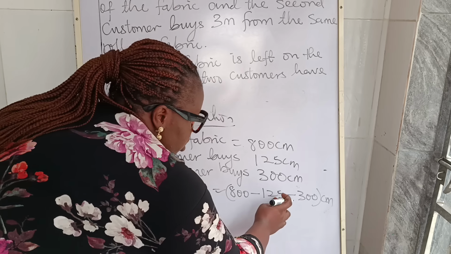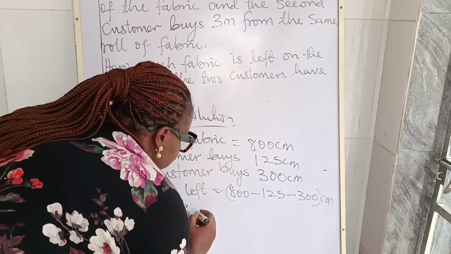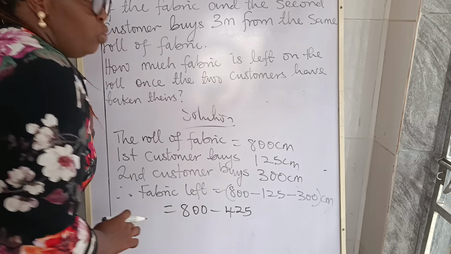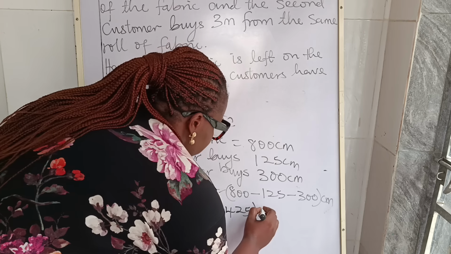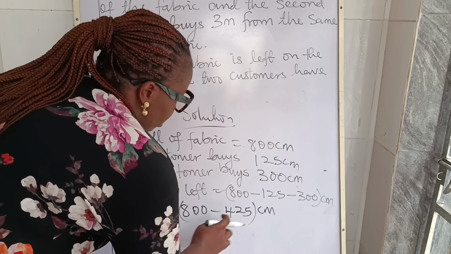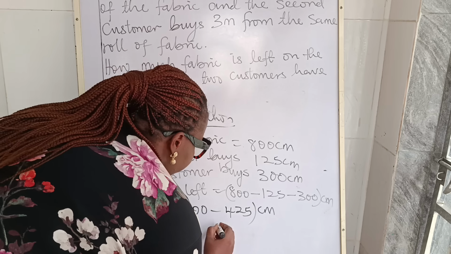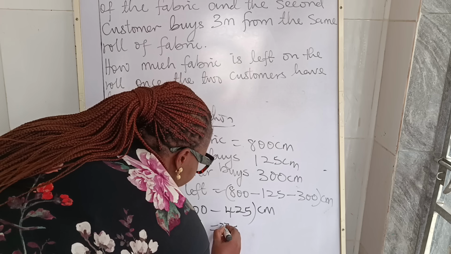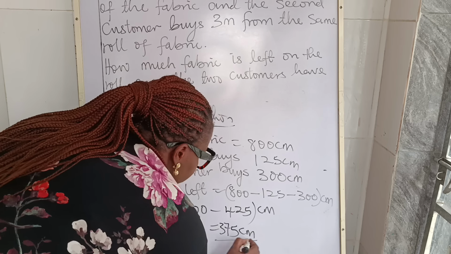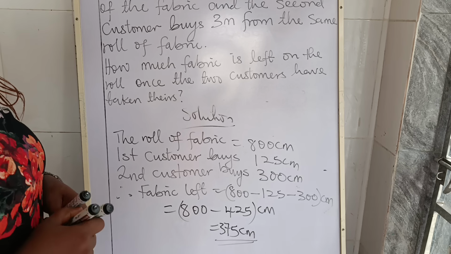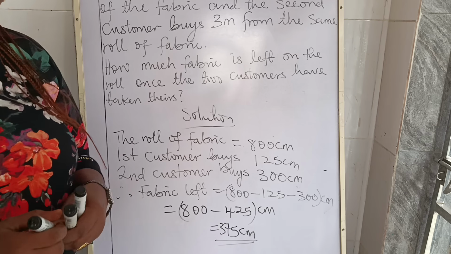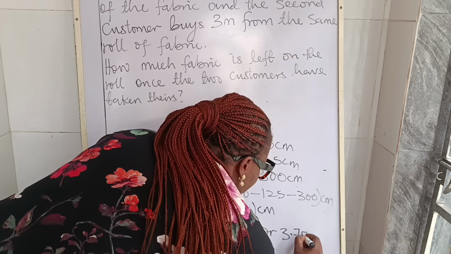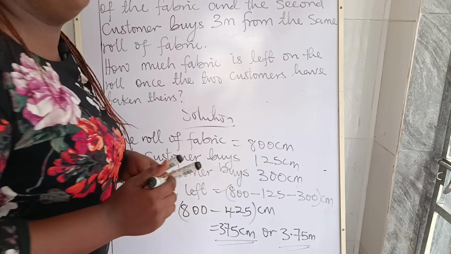125 plus this 300 is 425. So this is 800 take away 425. Remember, all in centimeters. We have to always use our unit. 800 take away this, we are going to have 0 take away 5 is 5. 9 take away 2, we have 7, and remaining 3. So our final answer is 375 centimeters or 3.75 meters, as the case may be. Any of these two is correct.